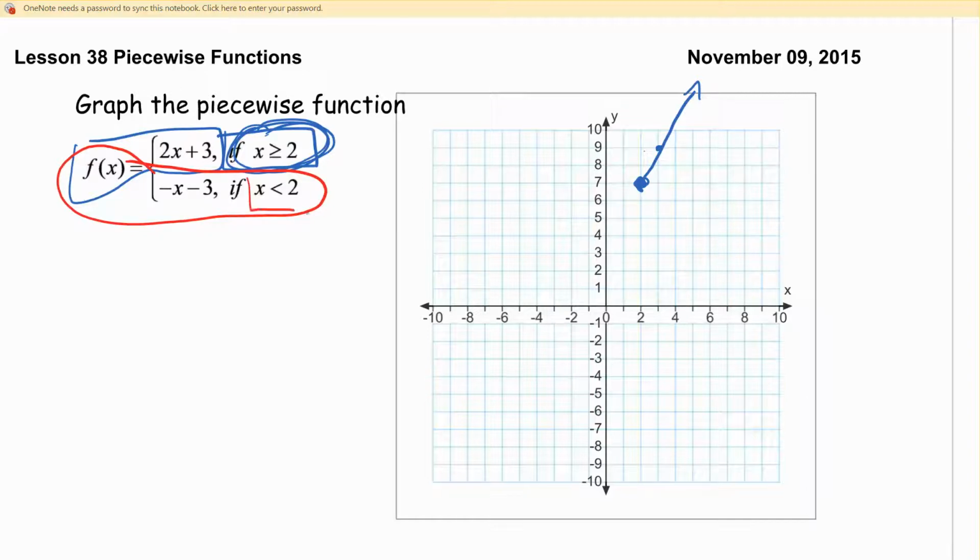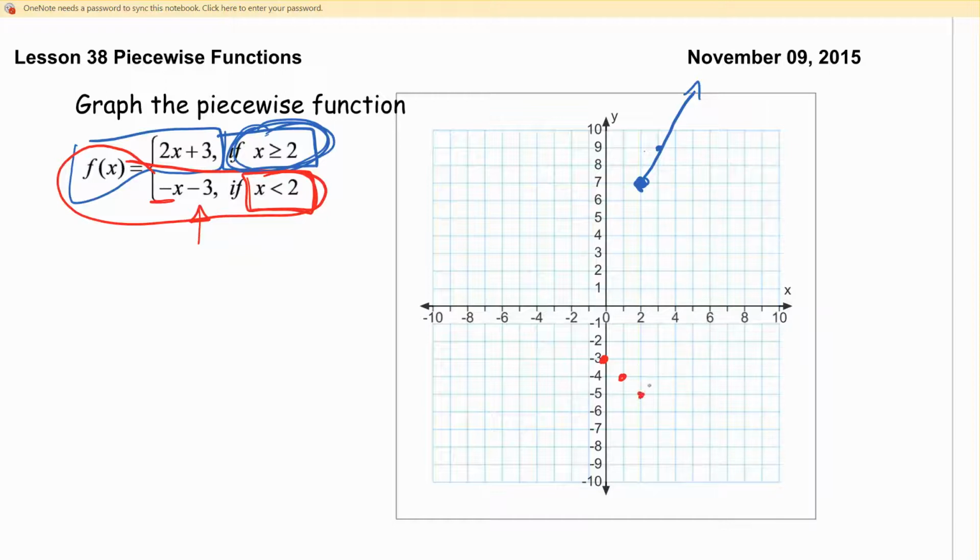Now this second equation, f of x equals negative x minus 3, has a constraint of x values that are less than 2. So everything that's over here will be our red graph. Our y-intercept is negative 3, so we'll plot negative 3. And our slope is negative 1, so we're going to go down 1 over 1.